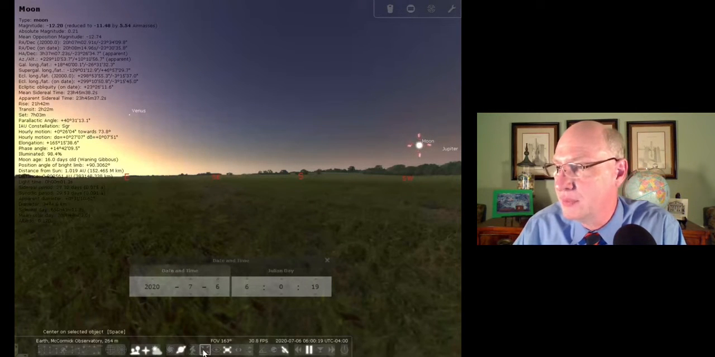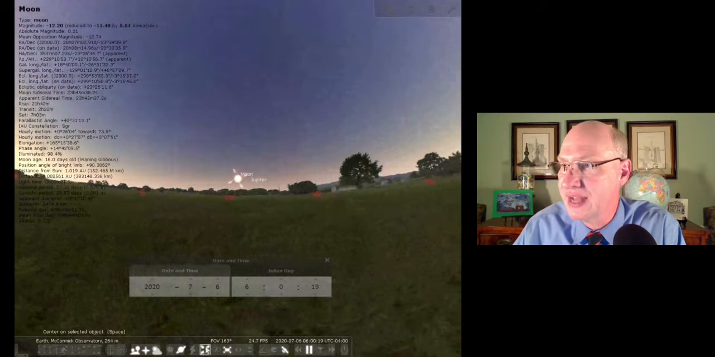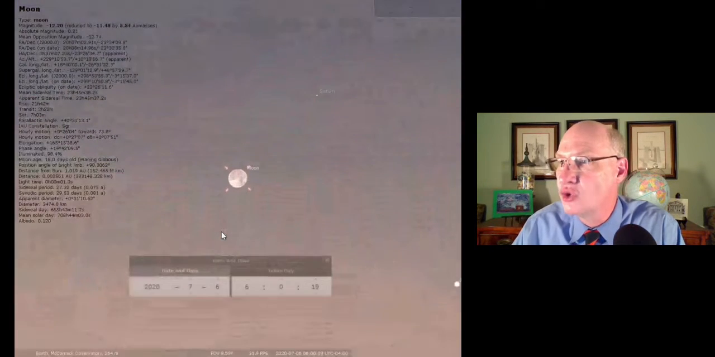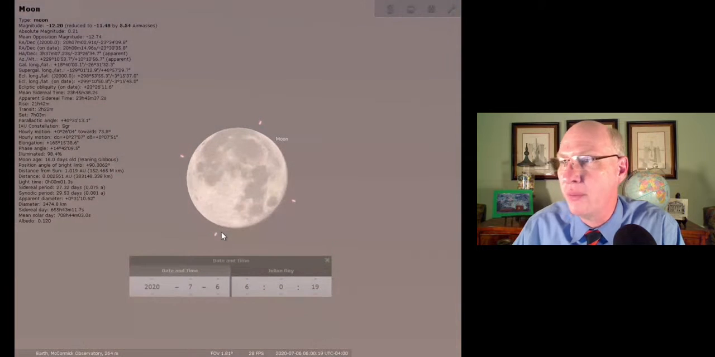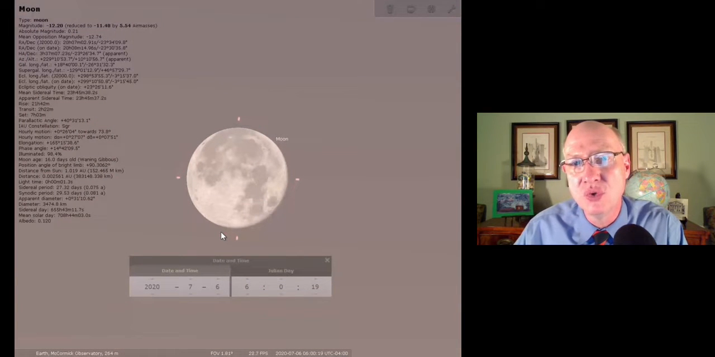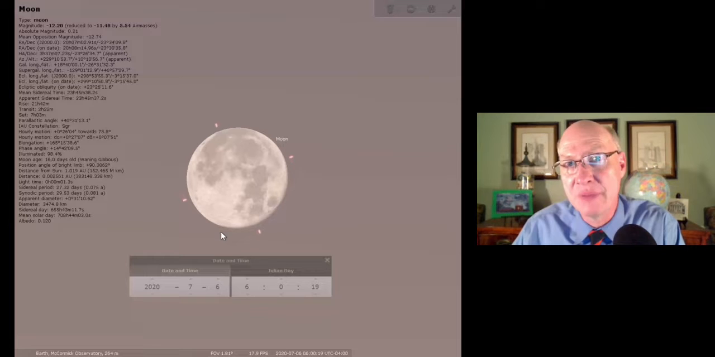So let me zoom in on the moon here. Let me lock the moon so that it's not going to move. And let me zoom in on it here. So here we are on July 6th. It's almost full. What's the moon going to do for the next couple of days in terms of the shape of the moon? I want you to make a prediction in your head. All right, let's see what happens.